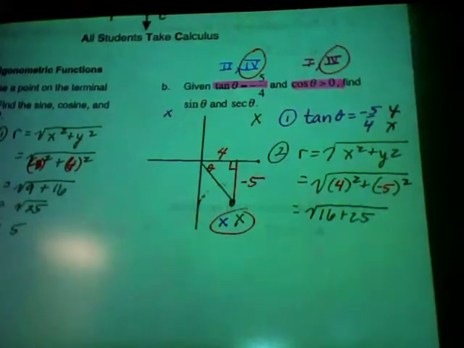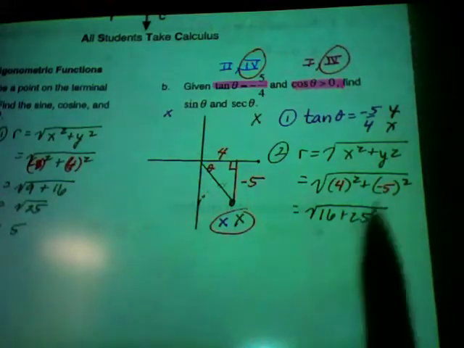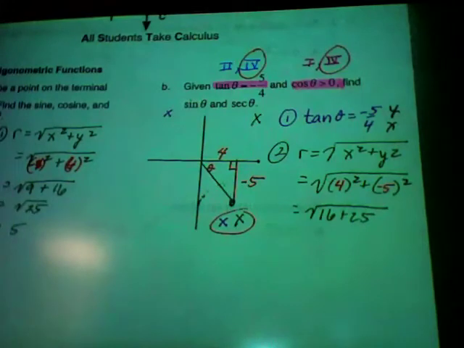It depends. I'd like to see what you're plugging into the calculator. But you could plug this into your calculator and spit out the answer. But the problem is the answer they're going to give you in the calculator is a decimal. And I don't want that. I want the simplified radical.